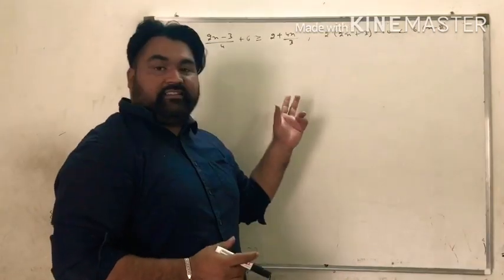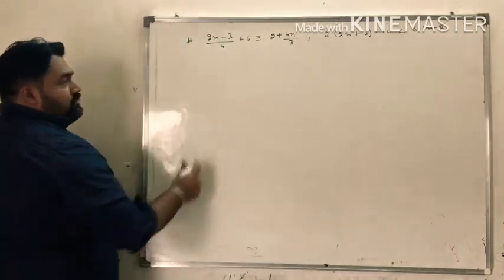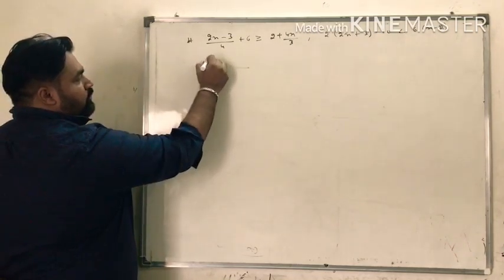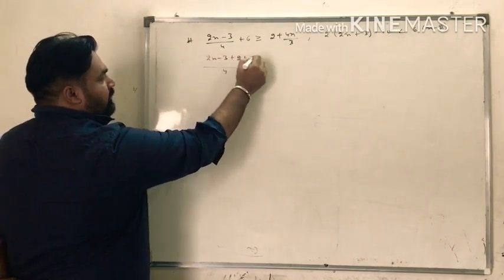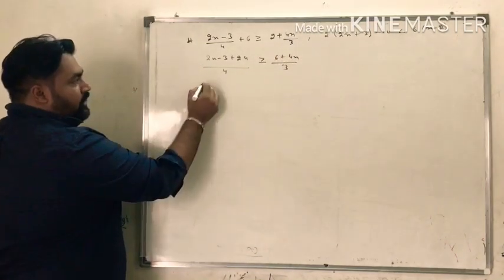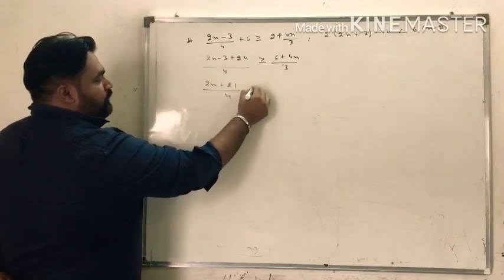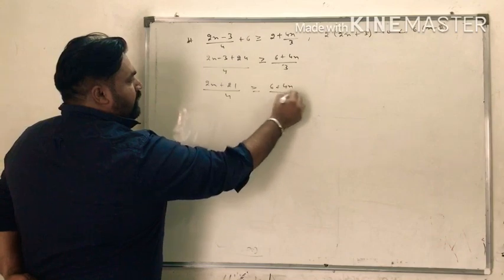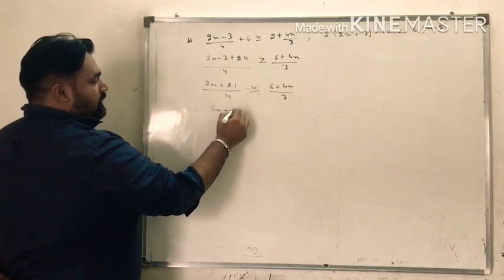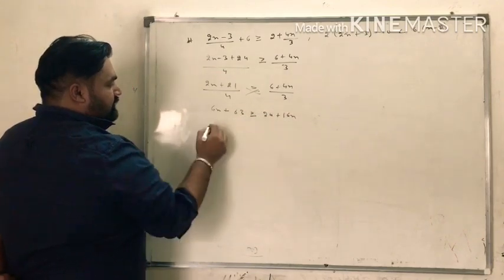So this is the last example of this concept. So please listen to it carefully. Now first of all we solve this equation. Now take the LCM 4. 2x minus 3 plus 24 greater than LCM 3, 6 plus 4x. Now 2x minus 3 plus 24 plus 21 upon 4 greater than 6 plus 4x upon 3. Cross multiply, so 6x plus 63 greater than or equal to 24 plus 16x.